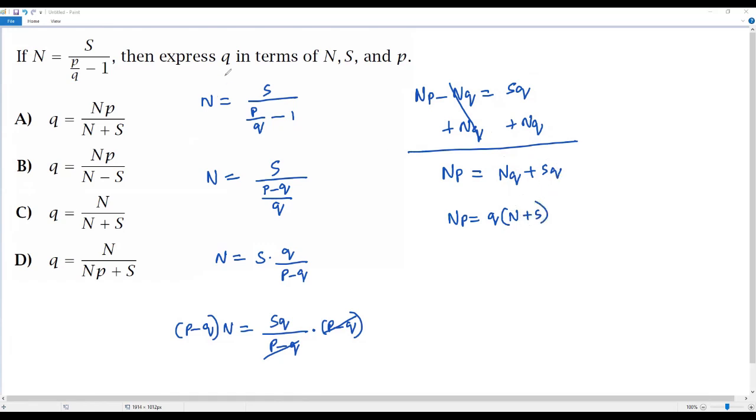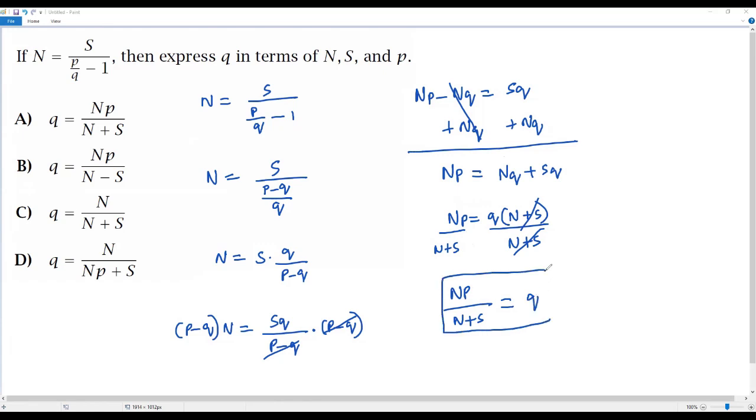Since our aim is to solve for q in terms of n, s and p, let's divide both sides of the equation by this stuff, n plus s. Okay, let me do it. Let me divide the stuff on the left side by n plus s. On the right side also the same, n plus s. So this one will cancel out. We get n times p divided by n plus s on the left side. On the right side we have q.